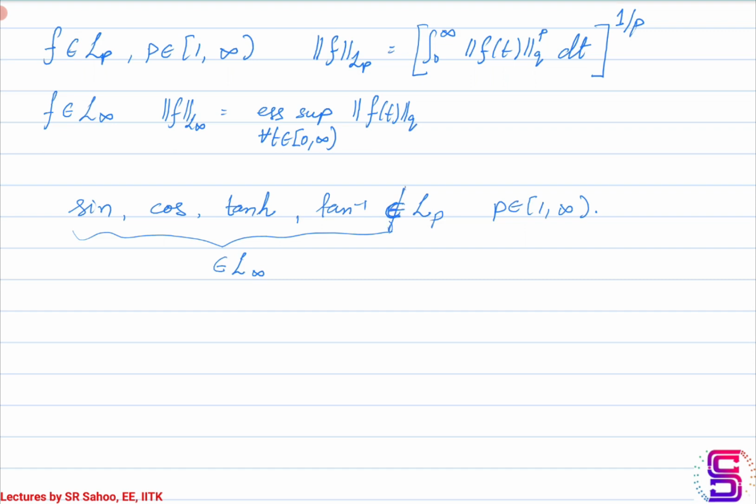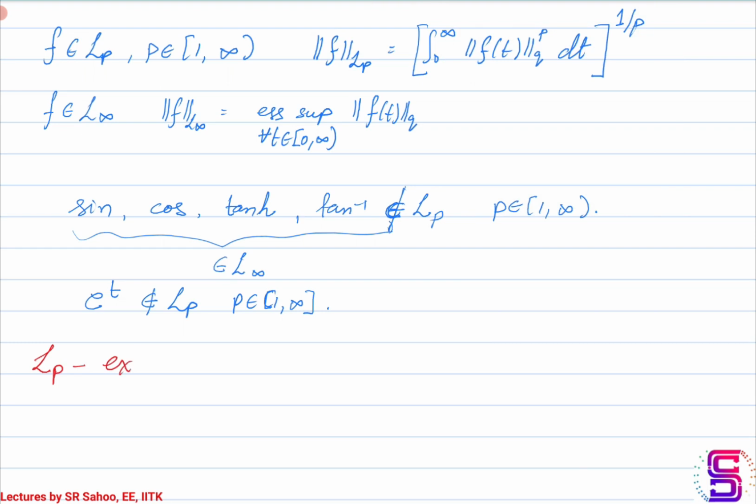And these are commonly occurring signals. In fact, e power t doesn't belong to any space, not even the infinity space. But we need to have something that includes these signals in such spaces. So what we do is relax the definition of such spaces, and what we get, we'll call extended spaces.